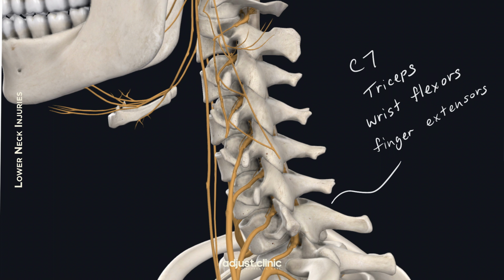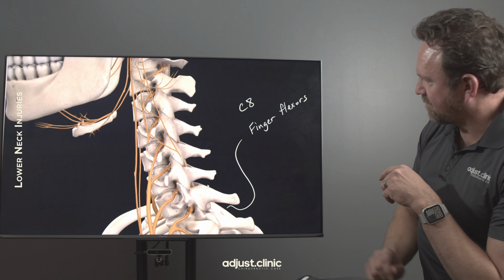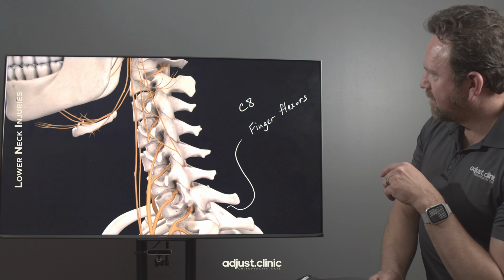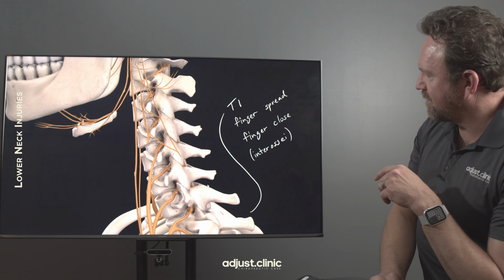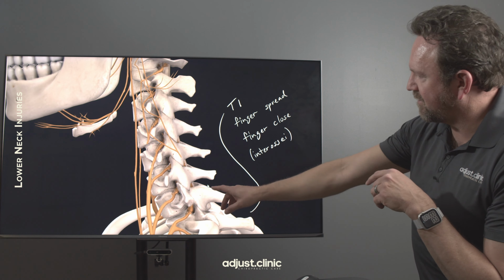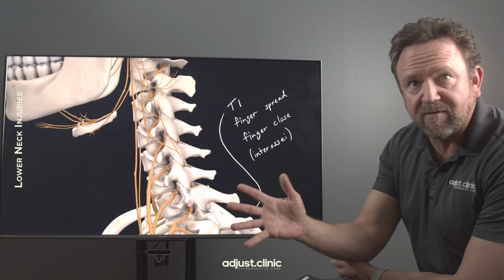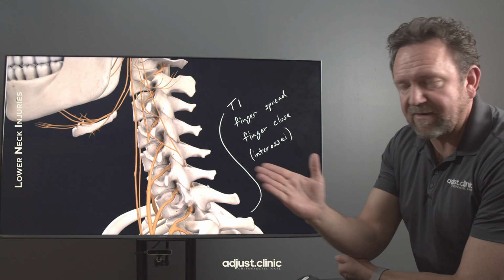We're missing C7, but C7 does wrist extensors and grip strength. C8 does the finger flexors, grip strength. And then T1, between T1 and C7, that does interosseous muscles, finger spread and finger contraction back together.